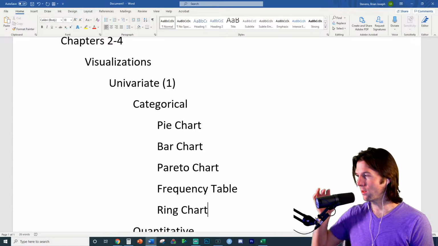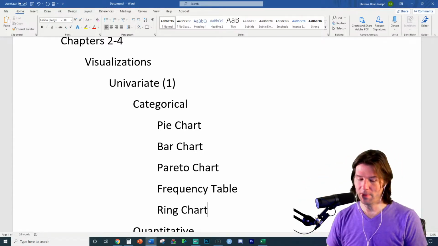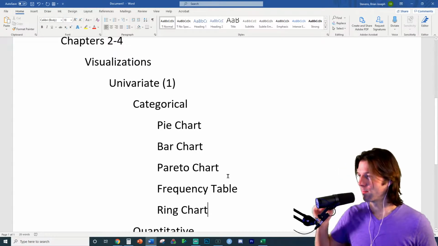I hate ring charts. And I've got a good picture of this. Do I still have that up? I do have a good picture of all these visualizations. I might still have it up. I'll show it here at the end of this.